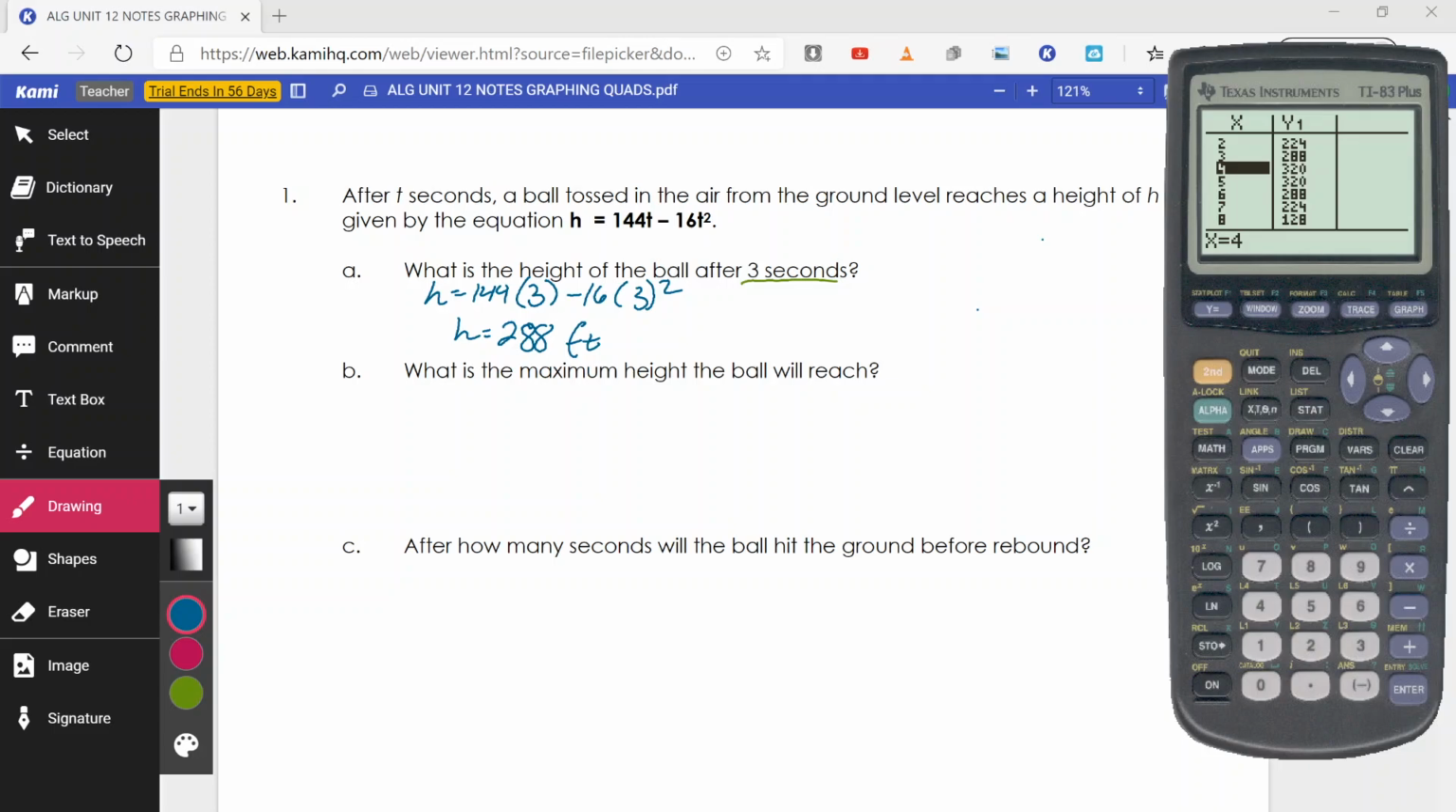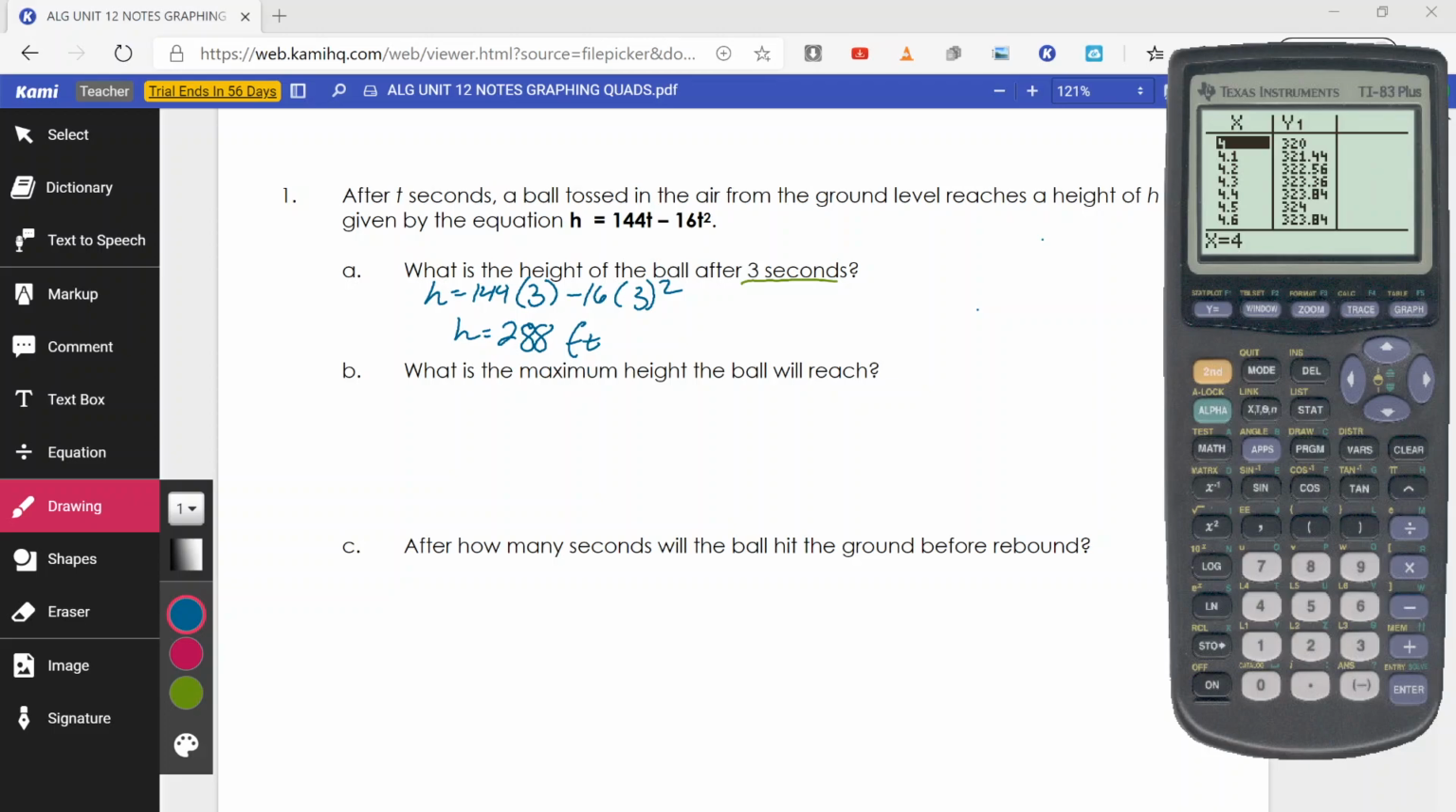5. Now what we have to do is change our table. So in yellow, table set. Now it says table start at 2. Well, I want to do 4 because we know it's between 4 and 5 seconds. And the change in table, I'll make it 0.1. And then I go back to the table.